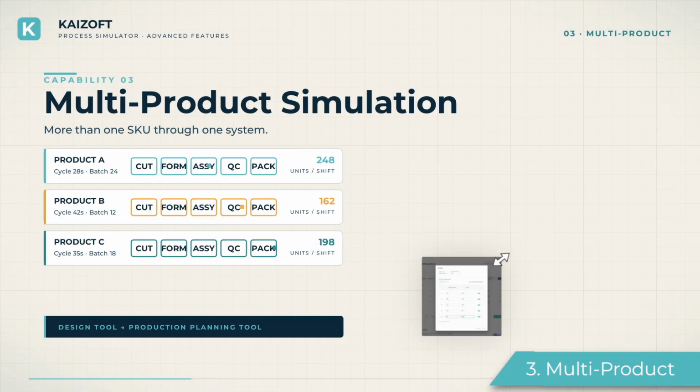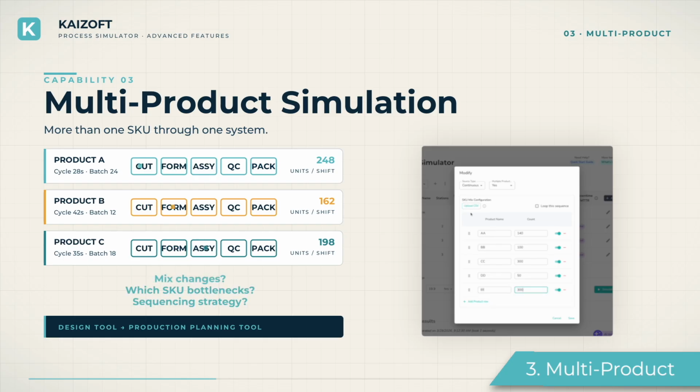You can finally answer questions like, what happens when product mix changes? Which SKU creates bottlenecks? How should we sequence production for maximum throughput? This is where simulation directly impacts revenue and delivery performance.